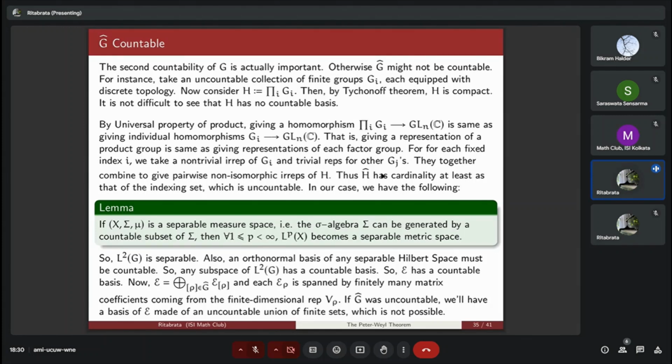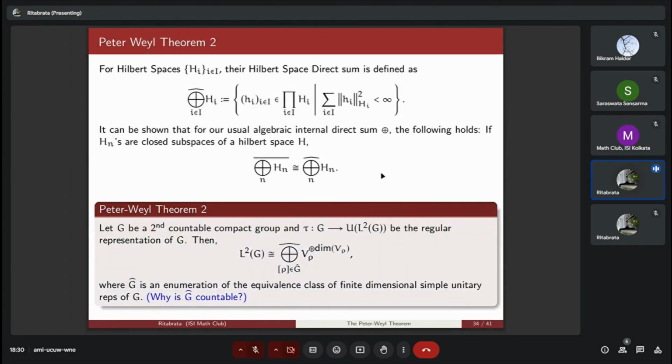So if G hat was uncountable, it would mean that we have uncountably many eta rho's. Since each eta rho has a finite basis and we have uncountably many of them, it would clearly give an uncountable basis of eta. But we have already proven that eta cannot have any uncountable basis. So this indexing set G hat must be countable. So under the assumption of second countability, we can claim that we have at most countably many irreducible representations of G up to unitary equivalence.